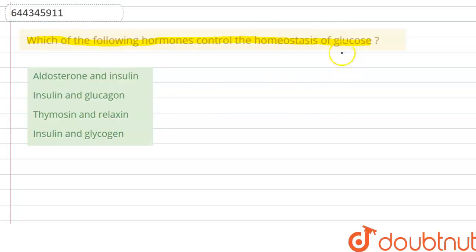The question here is which of the following hormones control the homeostasis of glucose? Glucose is one of the most important substrates in the human body because it is the source of energy. Glucose is broken down through a number of cycles, glycolysis and the Krebs cycle, so that energy is formed in the form of ATP, adenosine triphosphate.